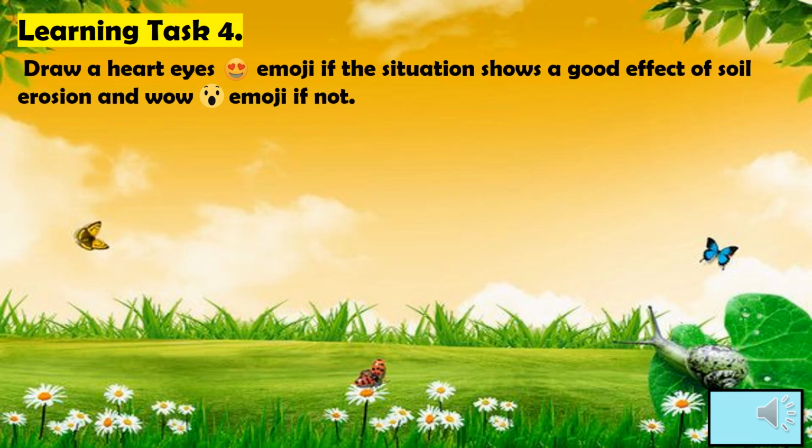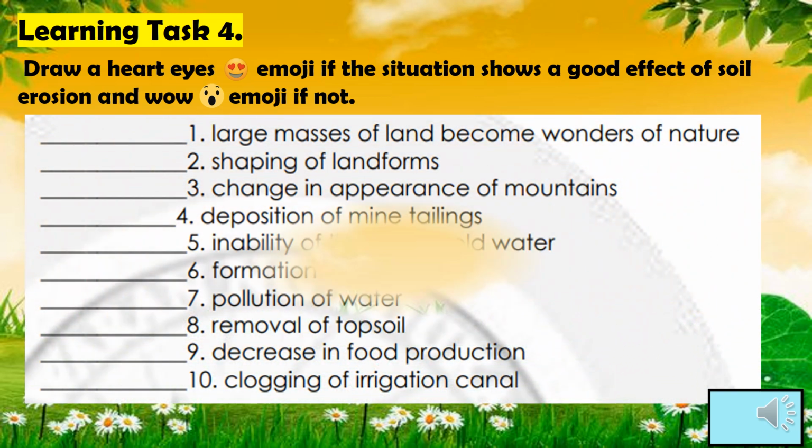For learning task 4, draw a heart eyes emoji if the situation shows a good effect of soil erosion and wow emoji if not. So we have number 1, large masses of land become wonders of nature. Number 2, shaping of landforms. Number 3, change in appearance of mountains. Number 4, deposition of mine tailings.